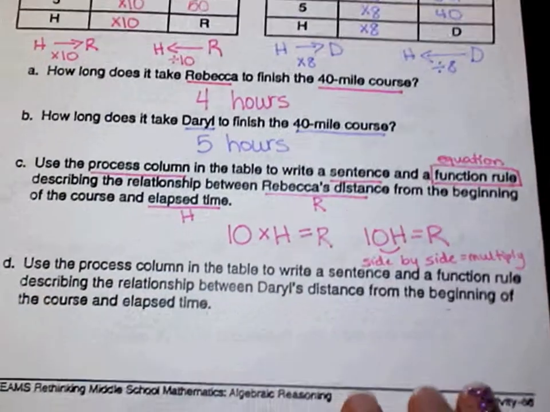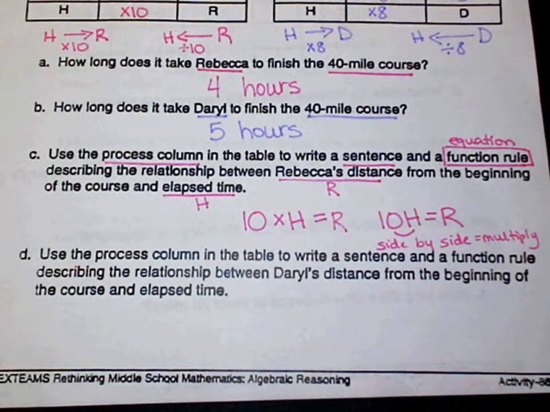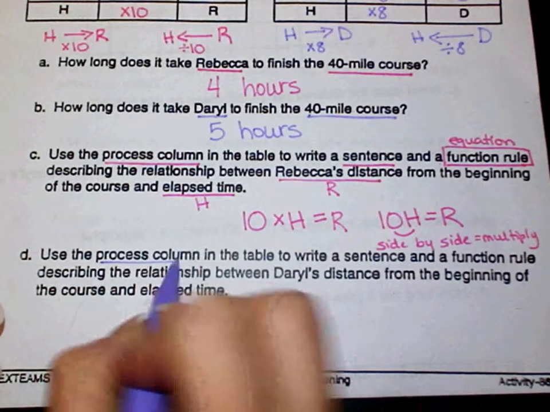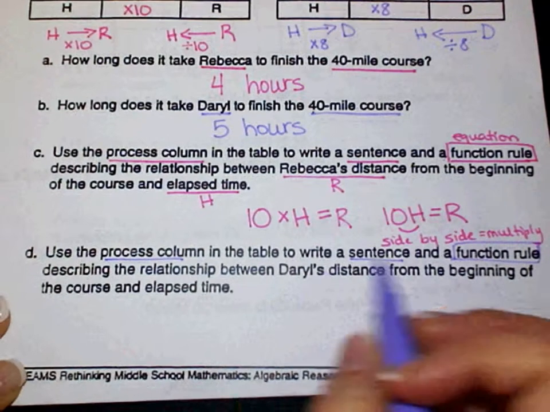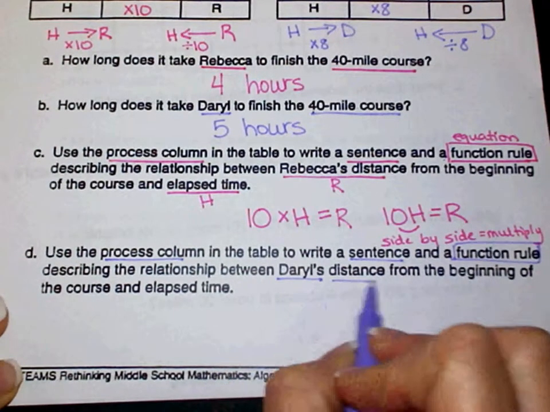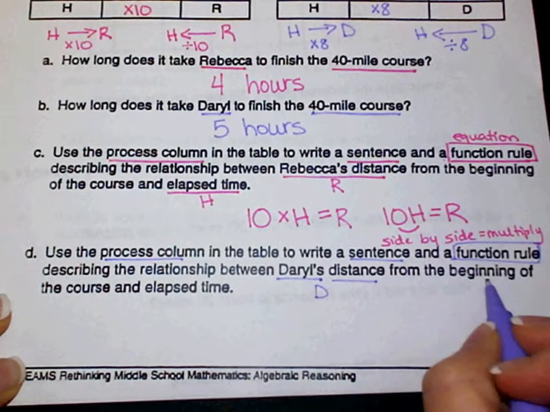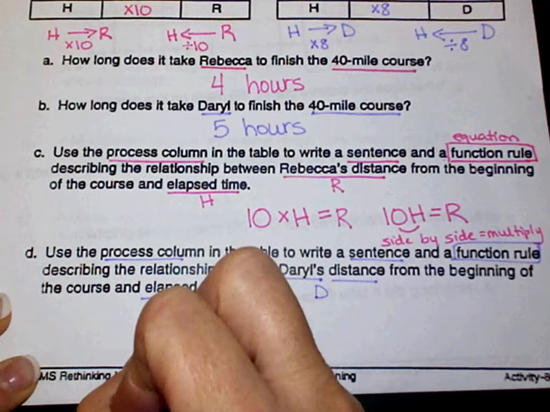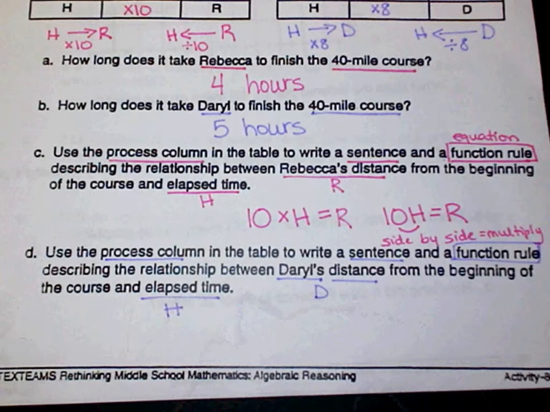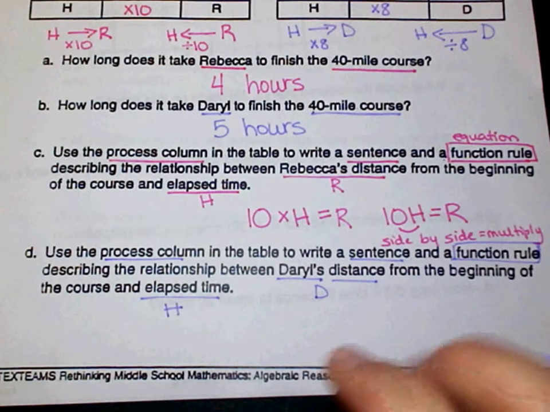So you try with Daryl's. Same thing, function rule, but now we're looking at Daryl's distance from the beginning of the course. Elapsed time is the hour. Pause the video, try it on your own, just to see if you got the correct equation. Okay, hopefully you pause it so you can just check yourself.